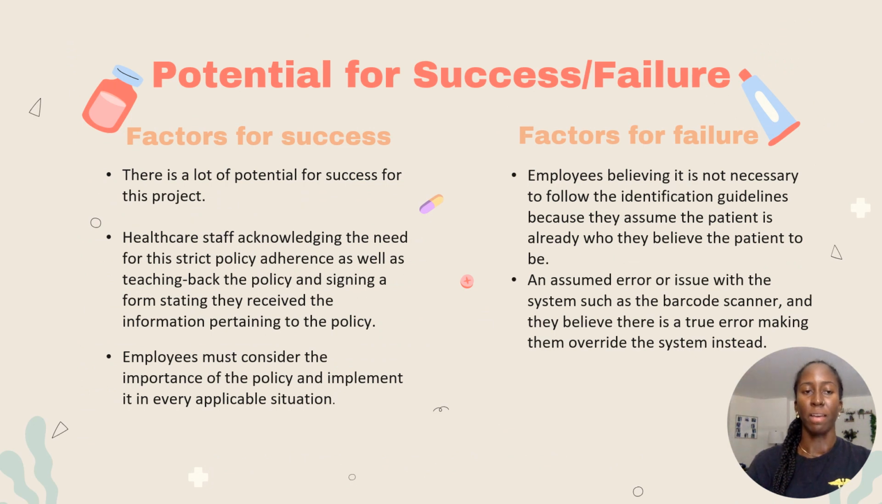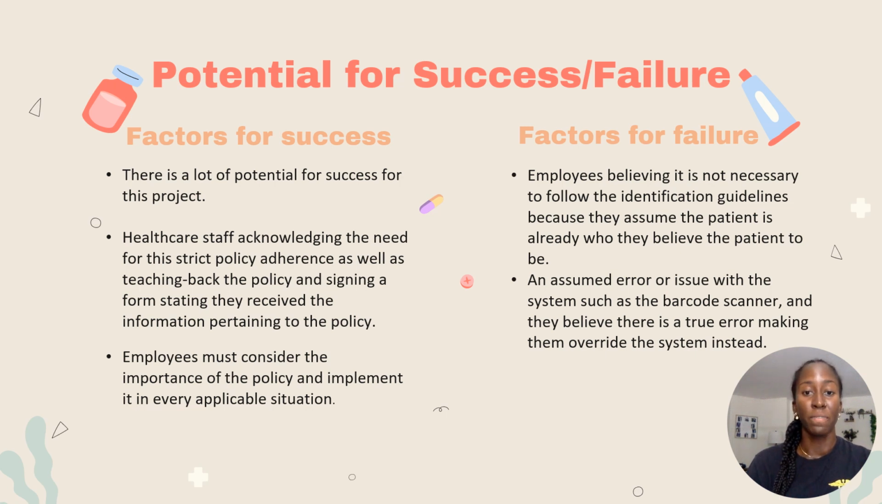Now here we have the potential for success for this project as well as the potential for failure for this project. Factors that may lead to success would be healthcare staff acknowledging the need for this strict policy adherence, as well as teaching back the policy and signing a form stating that they received the information pertaining to the policy. Another factor for success would be employees considering the importance of the policy and implementing it in every applicable situation.